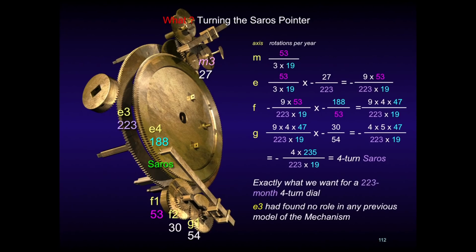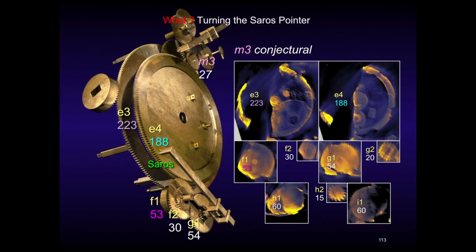This gear E3, this large gear, had found no role in any previous model. Now it has a role. It has an essential role in turning the Saros pointer. So everything now seemed to be going on the right lines. In our modern X-rays, we can see all these gears except for the conjectural one. All the tooth counts check out. It's a completely established part of how the Antikythera mechanism works.